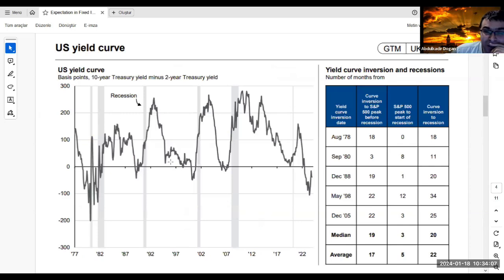Now, this is the United States yield curve. Yield curve means in what maturity I will get different yields. Okay, let me share my screen about the yield curve and you will understand how the yield curve is seen in the financial market. Hang on a sec. I will share the yield curve shape.